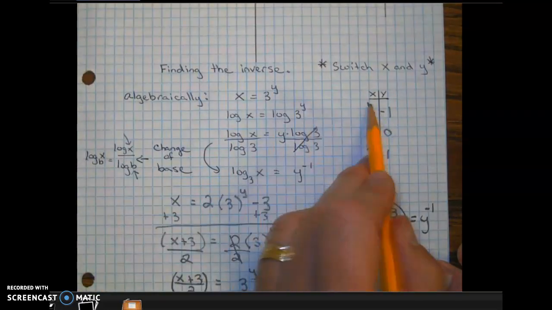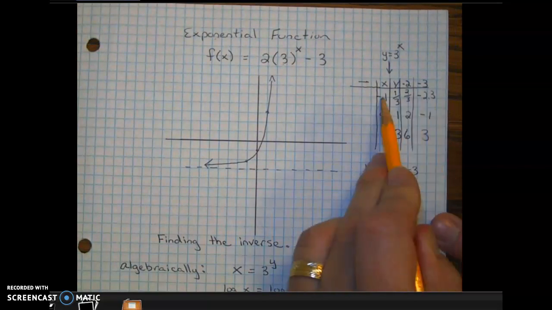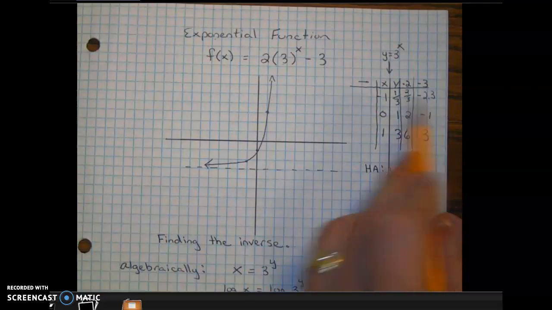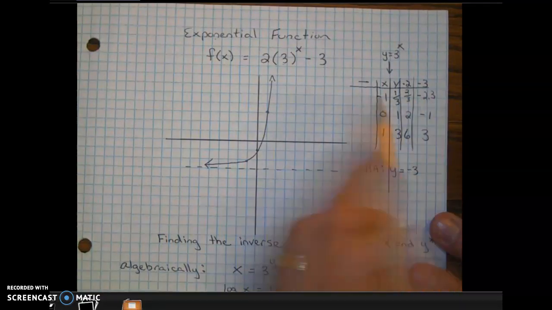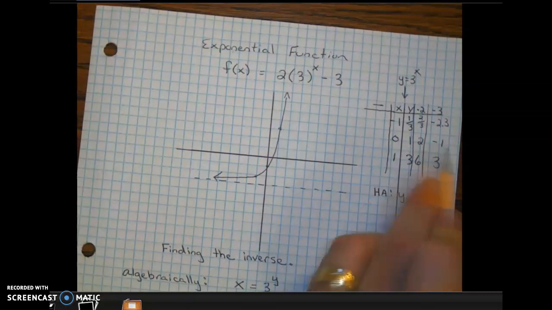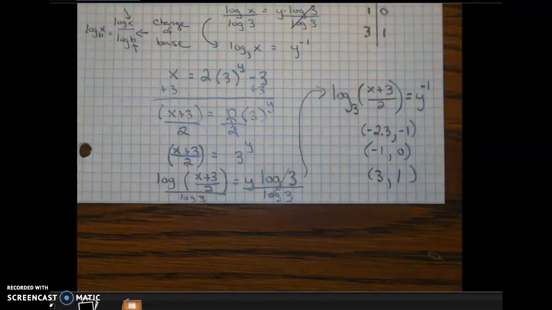And to get our new points, very simply, we could put this in our calculator and go to a table, or we could just switch the x and the y to get our new points. So if we switch these, it's going to be -2.3, -1. Switching these two, we get negative 1, 0. And finally, switching these last 2 points, we get 3, 1. So there's 3 points on our inverse function graph.